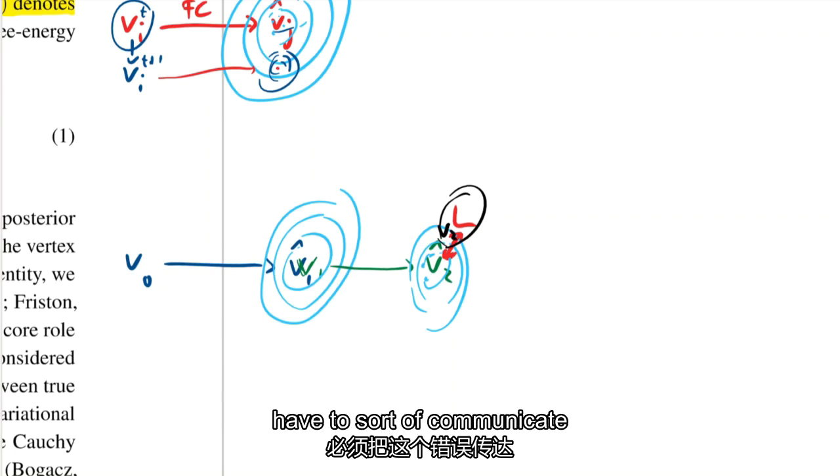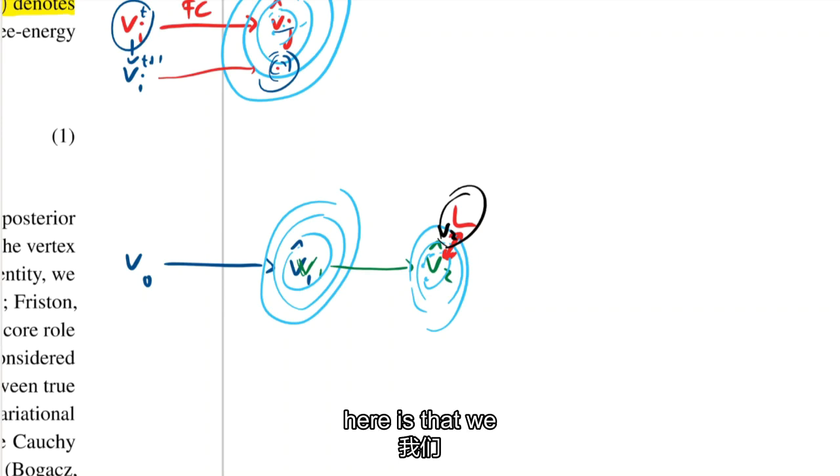But now I have to sort of communicate this error back to the last one. And the trick here is that we don't communicate the global gradient, but we only communicate these local error signals. So this first red arrow here is our first error signal, and we're going to communicate that back to the previous layer. So the difference between V2 and V, and here is a fully connected layer, let's say this is a fully connected layer.